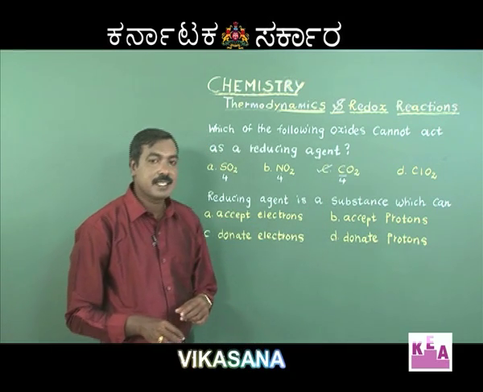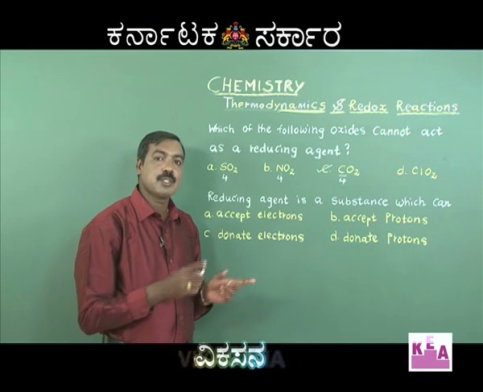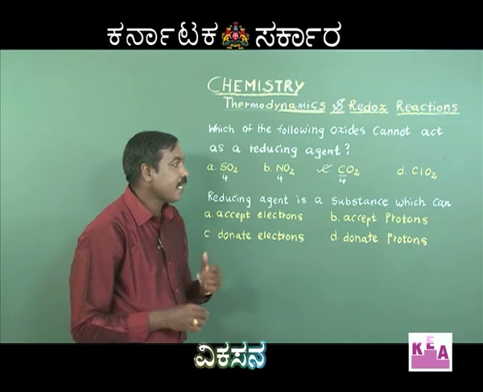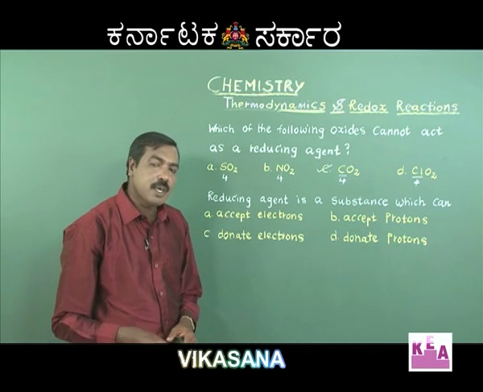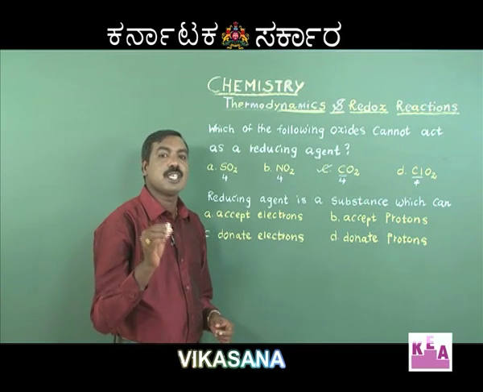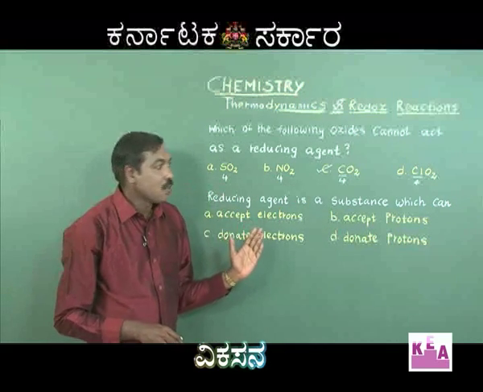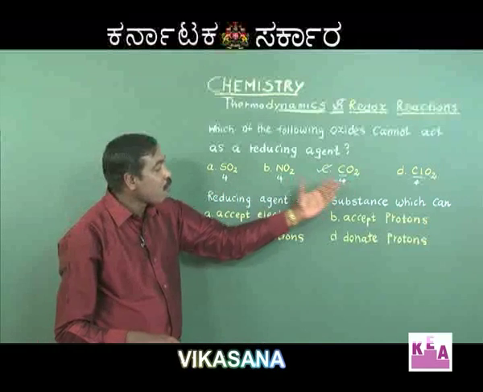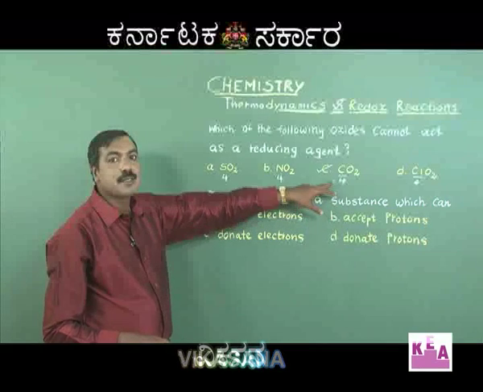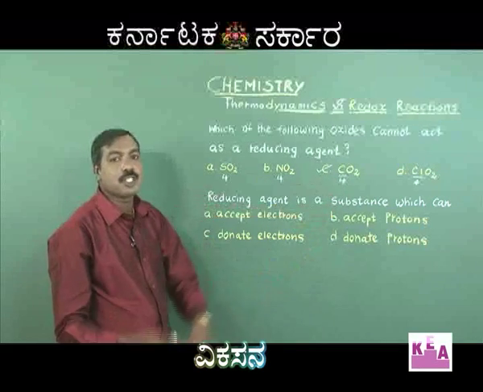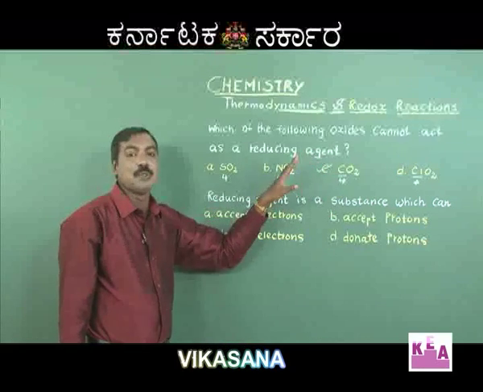Let's verify again. ClO2, in that chlorine, X plus 2 times minus 2 is equal to 0. I get again for this chlorine, I get it as 4. But I understand chlorine can attain a maximum oxidation state of plus 7. In all these that you have seen, though the oxidation state is 4 for all the non-metals that you have seen here, only the one which has attained its maximum, which cannot further undergo a change, is CO2. Therefore, carbon dioxide cannot act as a reducing agent.